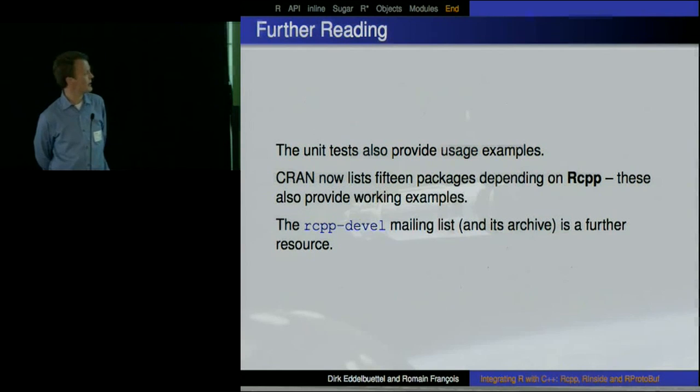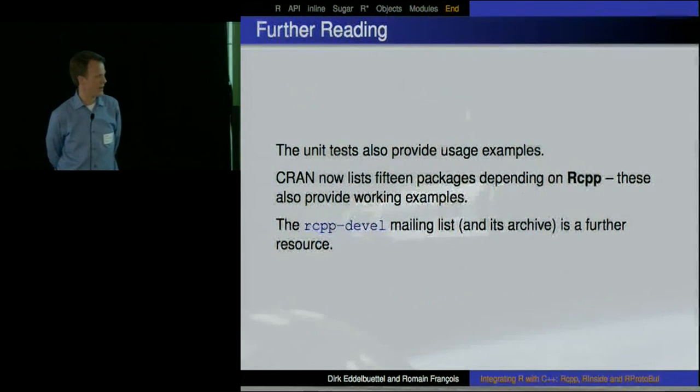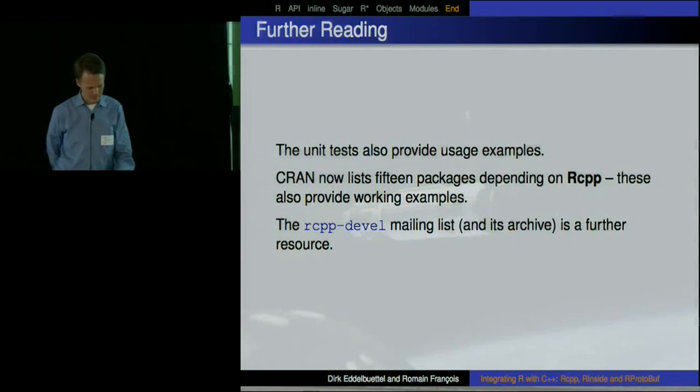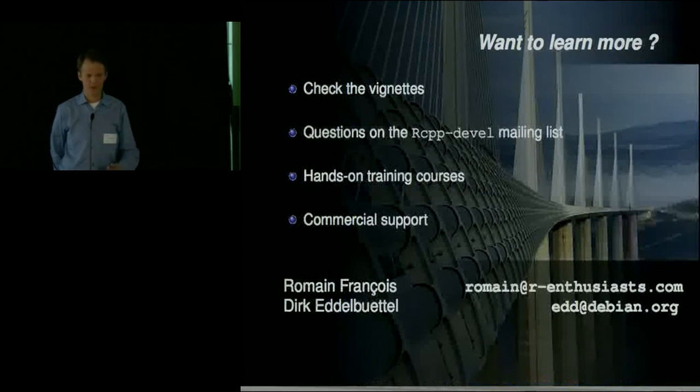Rcpp is being picked up. There are now 15 packages on CRAN, including those on CRAN and Bioconductor. Some of those are our own, but not too many. There are a couple of other people who we didn't coerce to use our stuff, and they still do. And then there's the mailing list, which is also growing and has archives. And with that, we're sort of at the end.